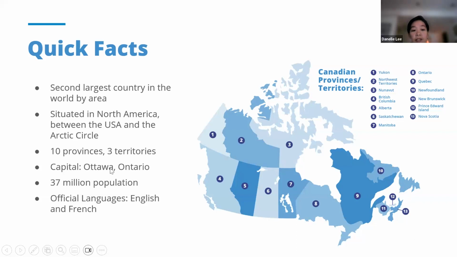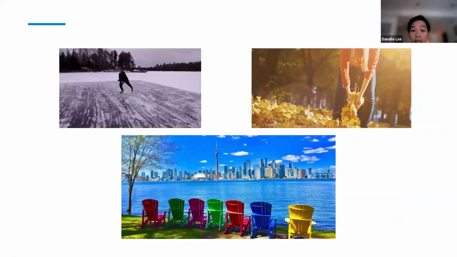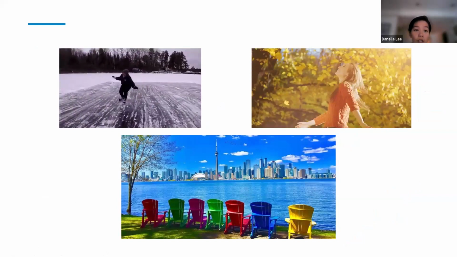So the capital of Canada is Ottawa, Ontario. Normally they will use English, but in some locations like Ottawa, Nova Scotia and Quebec, they will use French as well. So basically you enjoy different kinds of seasons, which is 4 seasons: summer, winter, fall, autumn.